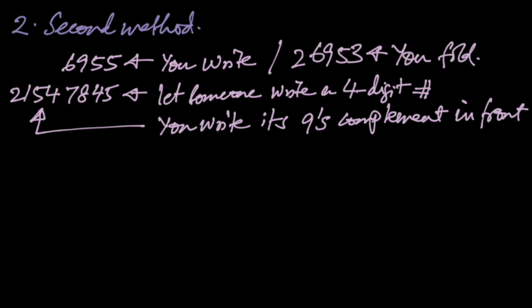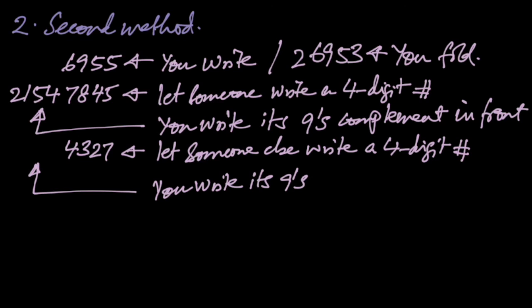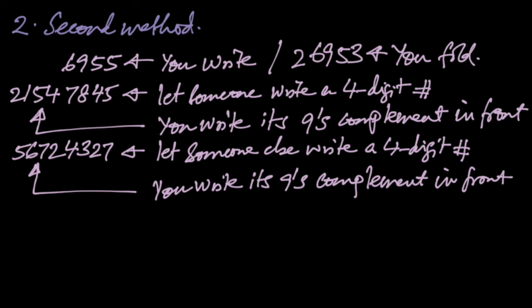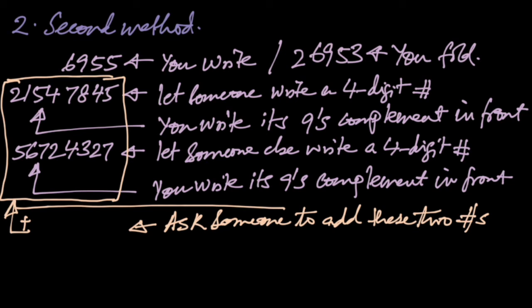like over here. Then we ask somebody else to write one more 4-digit number. Suppose the person writes 4327. Then we again write its 9's complement on its left. Now we ask someone to add these two numbers first. So we get 121727826 and we split it into two parts.